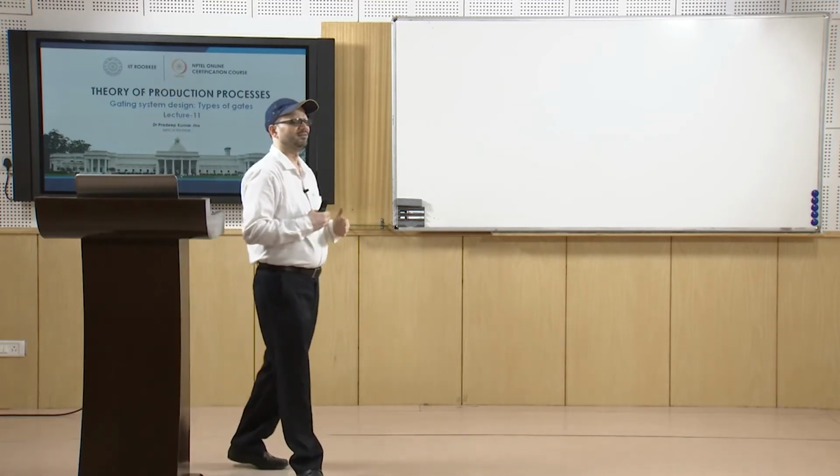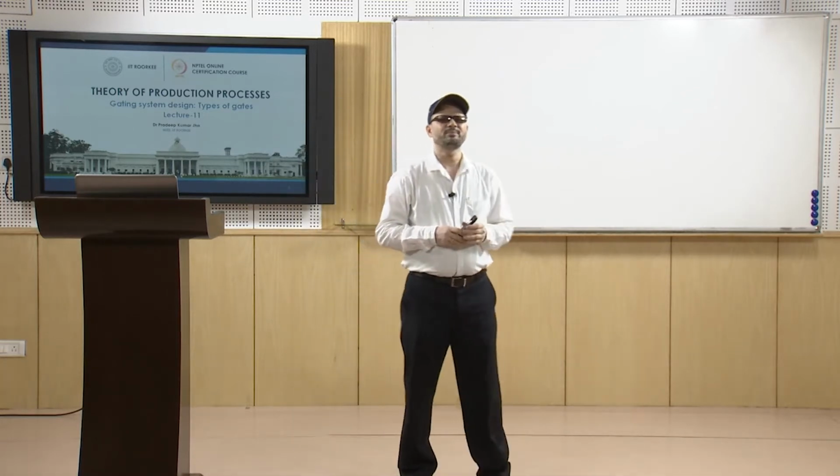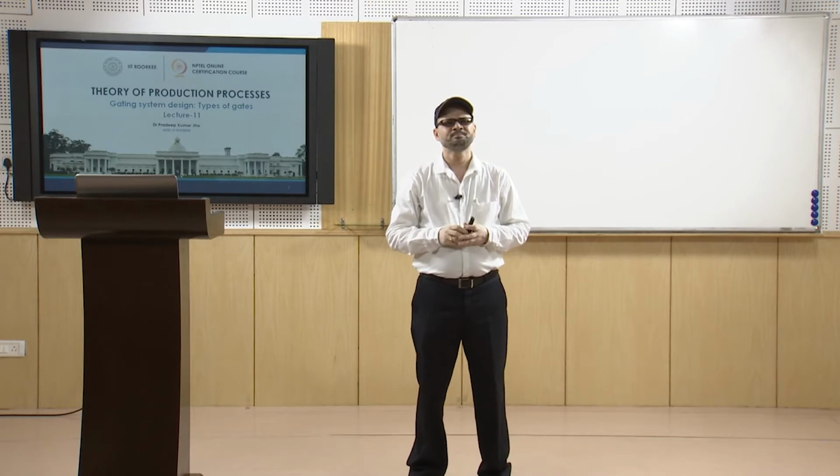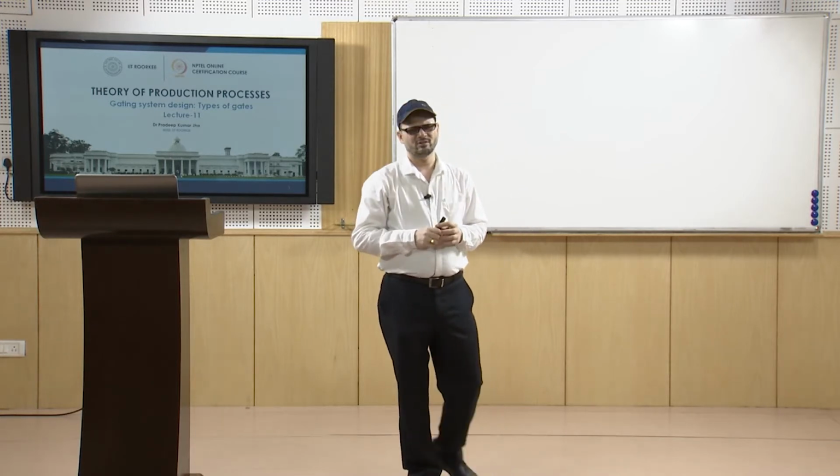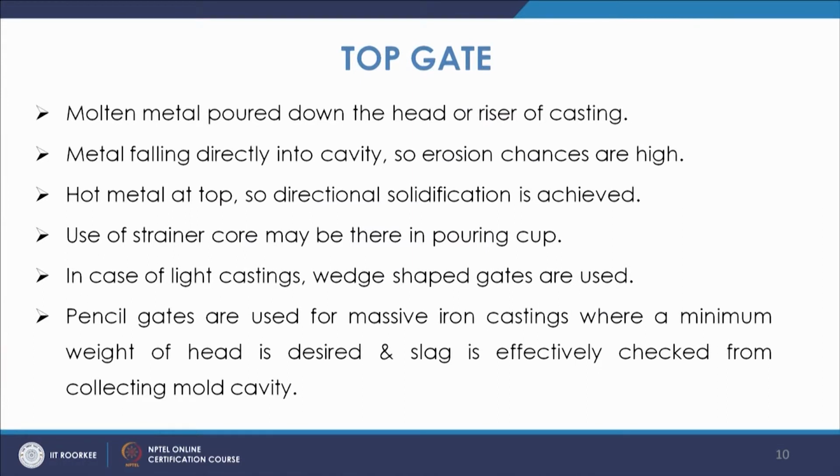Then you have different varieties of top gates. Top gate means the metal is entering from the top. It is poured down the head or riser of the casting. From the head itself it is poured down, and the metal will directly fall into the cavity. So, erosion chances are higher. Hot metal is at the top, so you have achievement of directional solidification easily. Since you are sending the metal from the top, you use strainer cores also in the pouring cup, so that if there are any impurities, they get strained at the top itself.